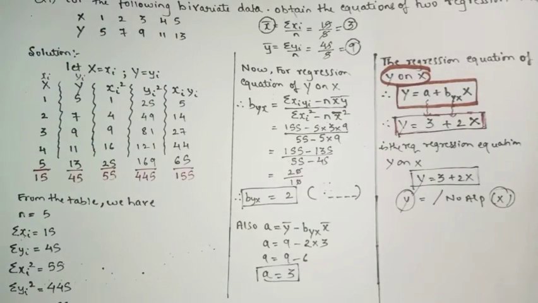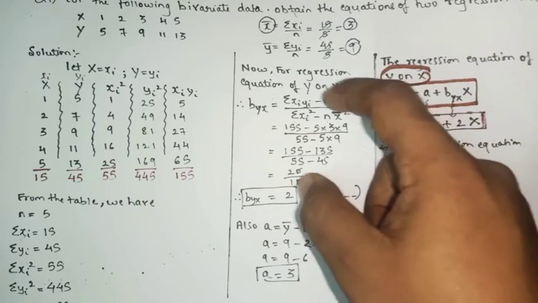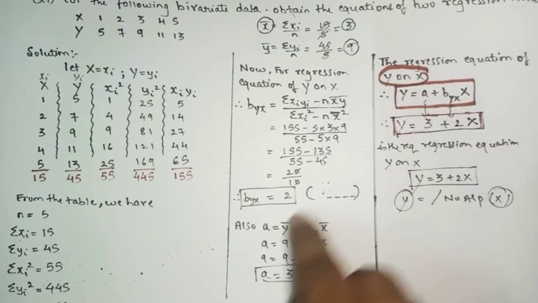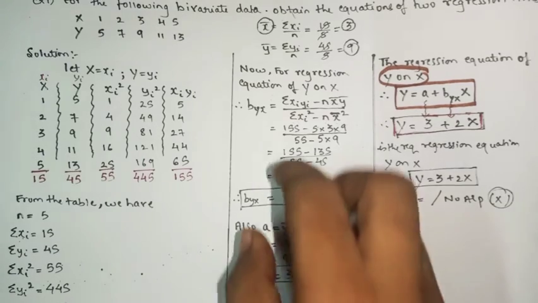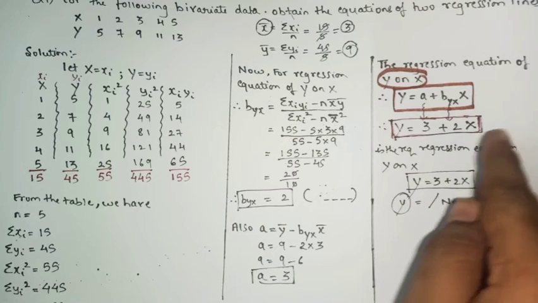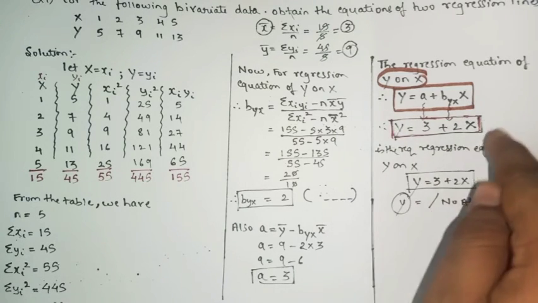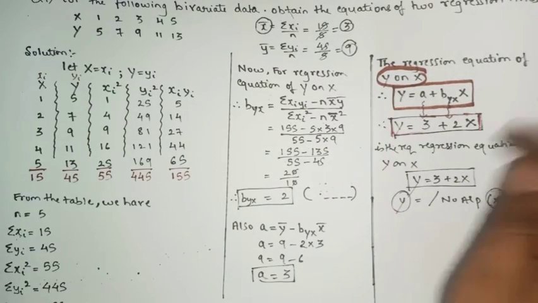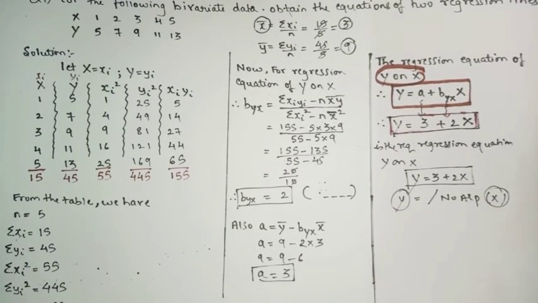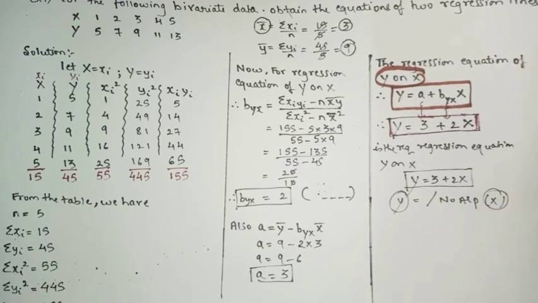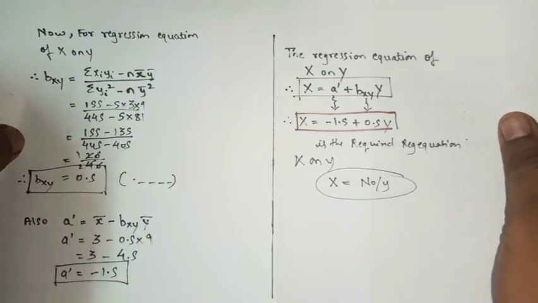So after that first you will find b y x, then after that you will find a. Take both the values, substitute in the regression equation of y on x, so you will get the required regression equation, that is y on x. Understood? Y on x means on the left hand side y will be there, on the right hand side a number and x will be there. After that you will find x on y.